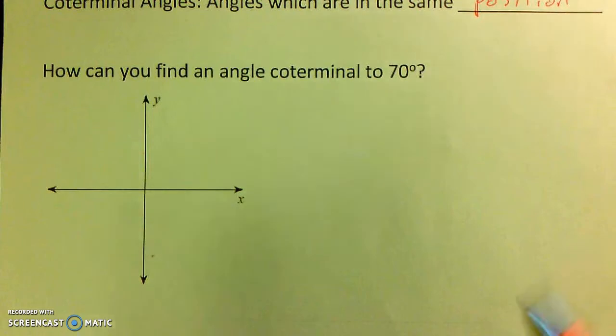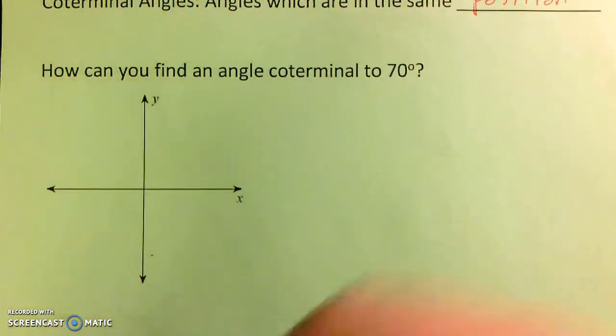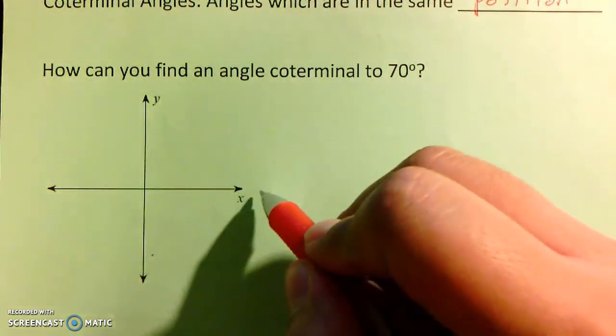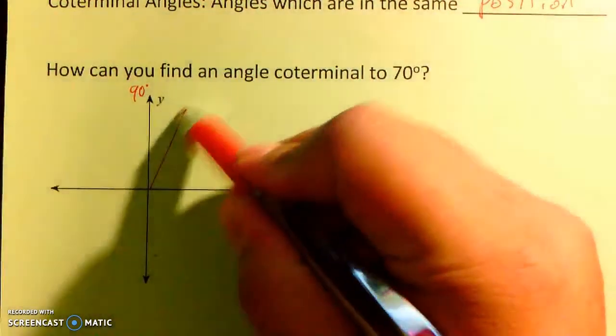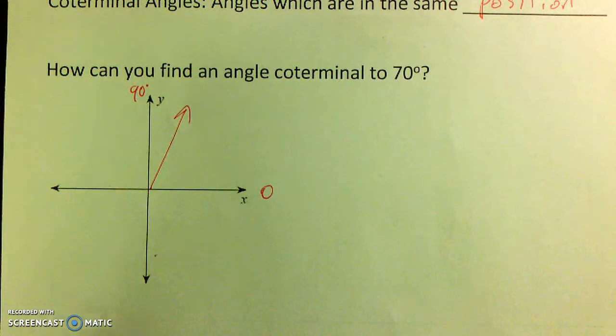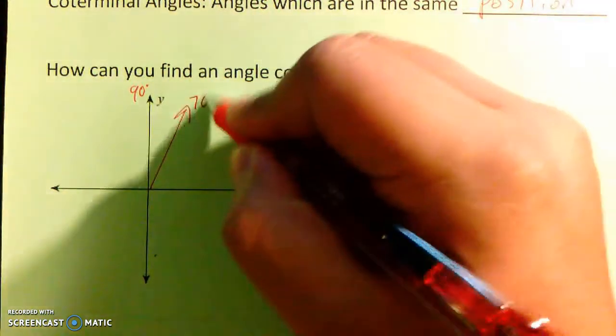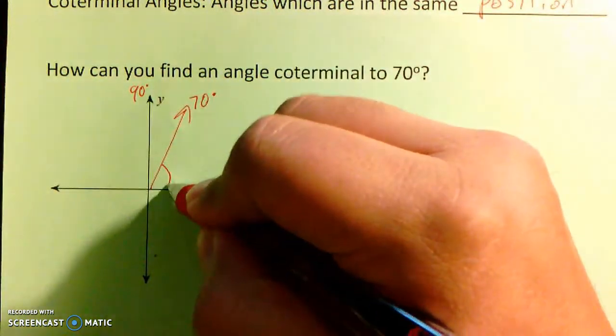So for example, 70 degrees. 70 degrees is going to be between 0 and 90. So a good drawing would be somewhere over here. So I'm going to call this 70 degrees. That's what this angle is.